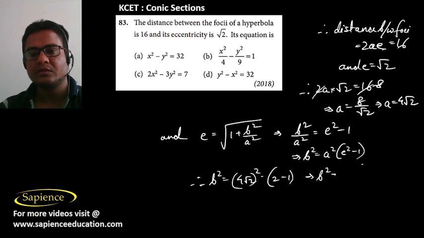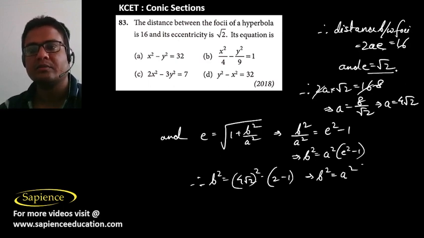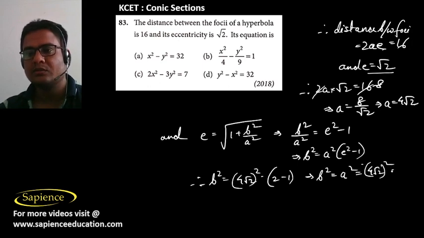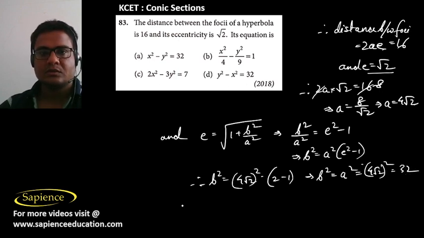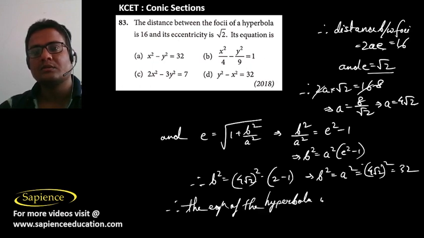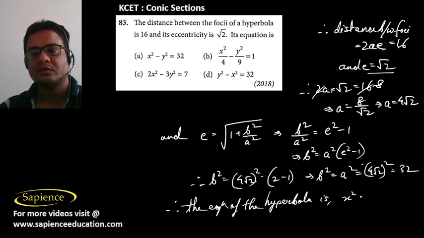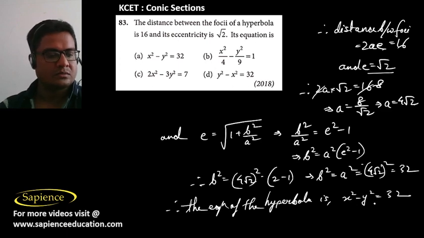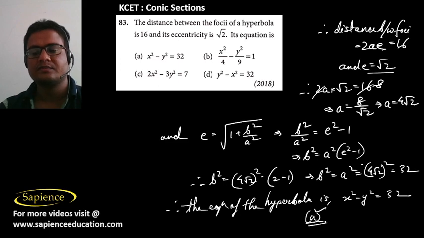So b square is equal to a square only. Since the eccentricity is root 2, it means that b square is same as a square. It is a rectangular hyperbola. So that is equal to 4 root 2 whole square, that is equal to 32. So the equation of the hyperbola is x square minus y square, that is equal to 32. So option A is the correct answer.